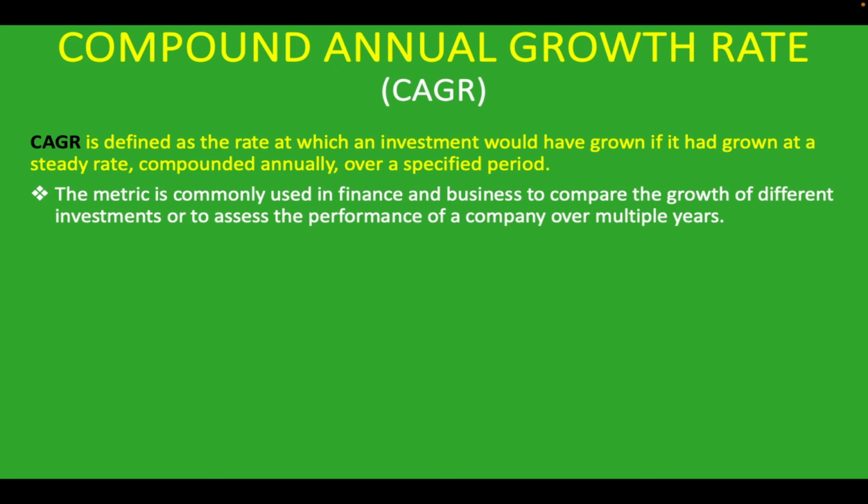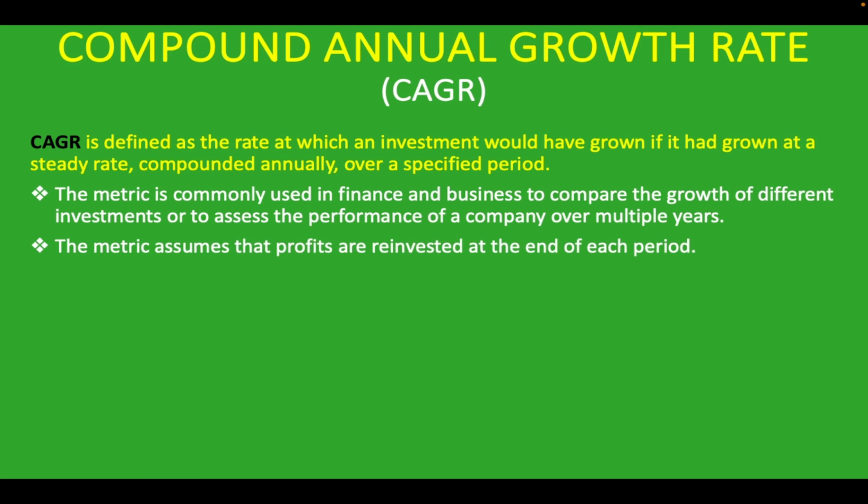The metric is commonly used in finance and business to compare the growth of different investments or to assess the performance of a company over multiple years. So if you're going to have two different institutions or two different departments and you want to see what is the growth of the company in terms of the revenues they're making, for instance, then this is the one to use, the compound annual growth rate.